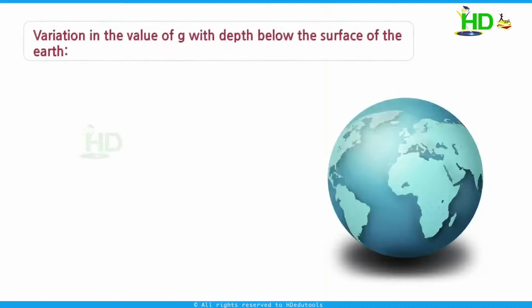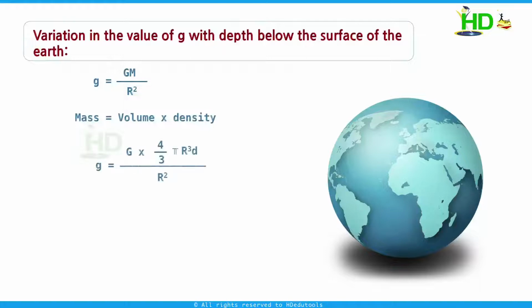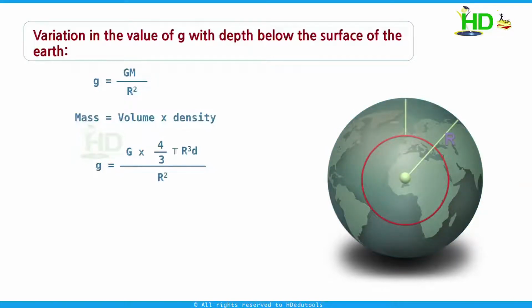And now we discuss the variation in the value of g with depth below the surface of the Earth. On the surface of the Earth, the value of acceleration due to gravity is given by g = GM/R². If we consider Earth as a sphere, writing mass equal to volume into density, this can be written as G × (4/3)πR³d divided by R². Here R is the radius of the Earth, d is the density of the Earth. Now this is equal to G × (4/3)πRd.